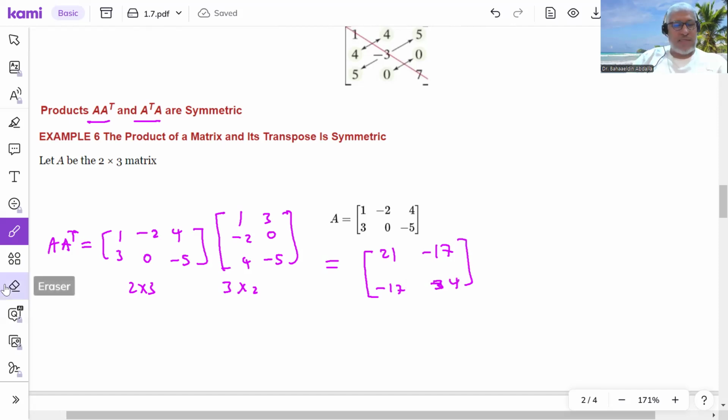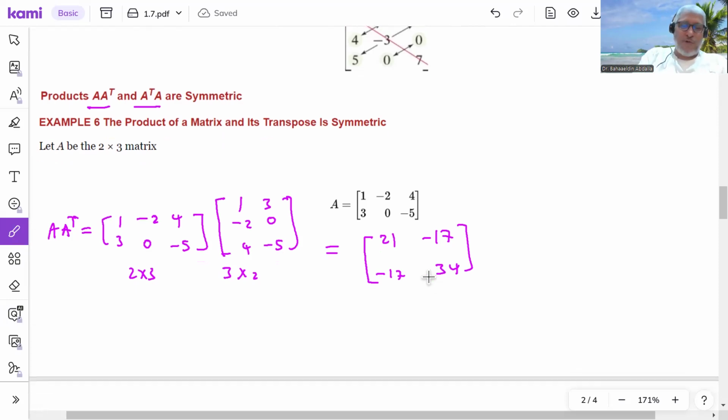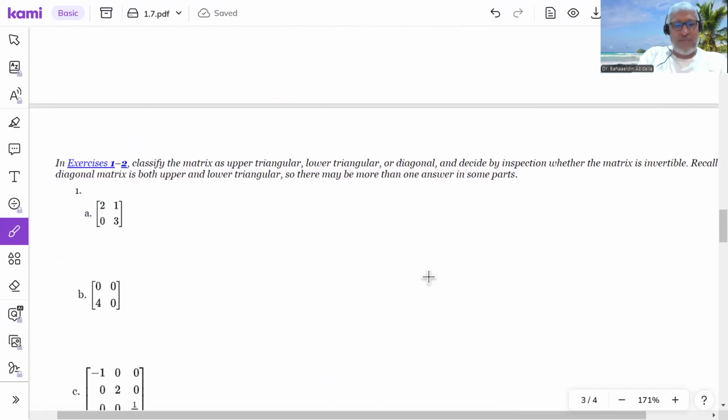So notice that this matrix is symmetric. Why? Because forget about the main diagonal, you have negative 17 here and negative 17 here. So if you call this matrix B, B would be equal to B transpose. So if you need an example of symmetric matrices, remember always A times AT will give you a symmetric matrix.